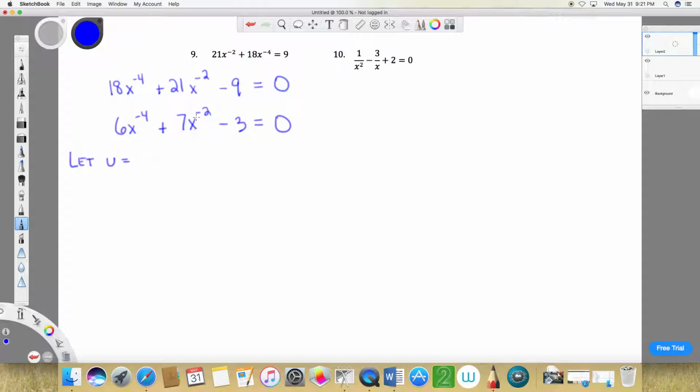Let's let u equal this x to the negative second power, and then by squaring both sides of this equation, u squared is x to the negative fourth power. So now by a substitution, changing the variable from x to u, we can rewrite this equation as a quadratic equation. 6u squared plus 7u minus 3 is equal to 0. And let's see if we can factor this. If we can't factor it, we know we can use the quadratic formula.